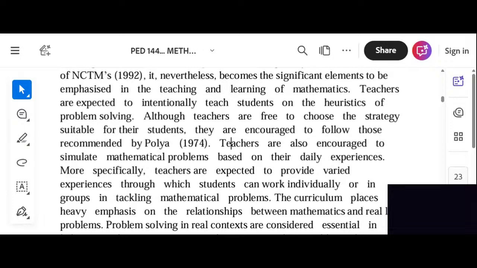One is for you to understand the problem. Two is devise a plan. Three is carry out the plan. Then four is look back. Understand the problem, devise a plan, carry out the plan, look back. So those are Polya's steps. Let me drop them for you in the chat box, in case you are jotting down the standard of solving mathematical problems given by Polya in 1974. Those are the ones I'm listing there.